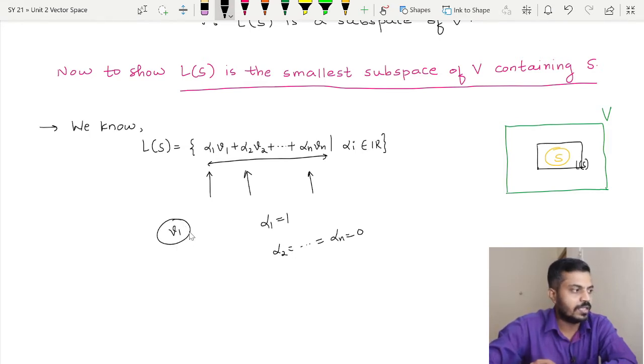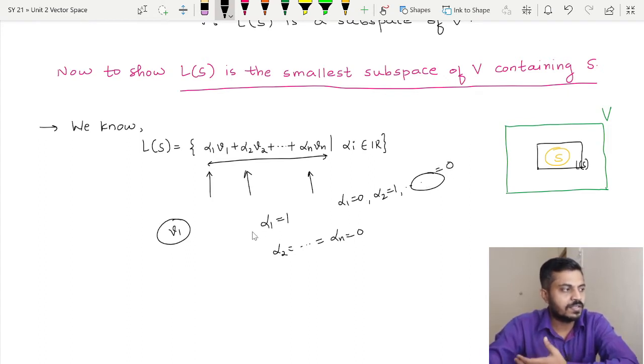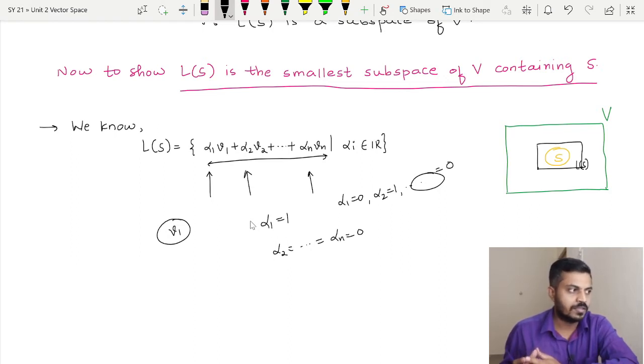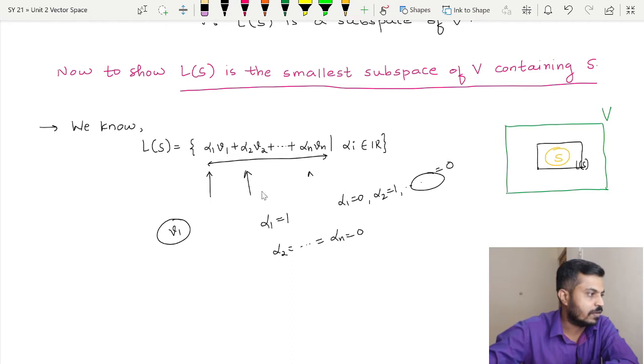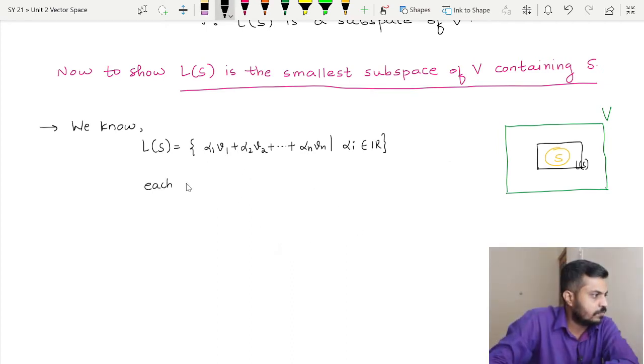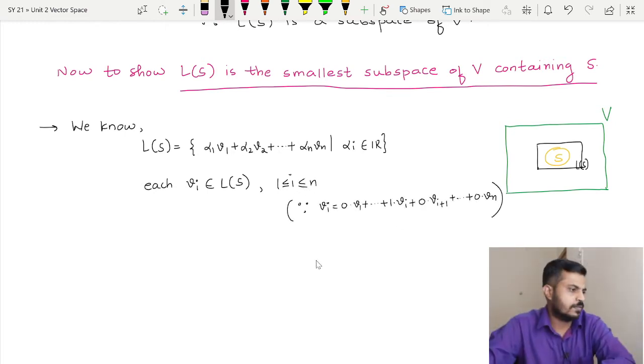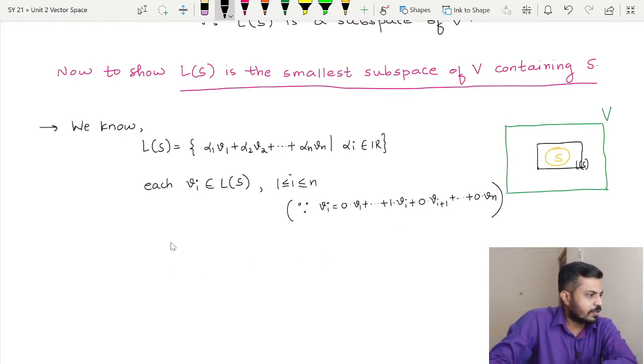Thus V1 is there in L of S. Similarly, if I take alpha 1 to be 0, alpha 2 to be 1, and the rest of the alphas equal to 0, then we can see that V2 is there in L of S. Similarly, we can show that V3, V4 up to Vn are all there in L of S. So I will write here, each Vi belongs to L of S for i varying from 1 to n. Therefore I can conclude that S is a subset of L of S.